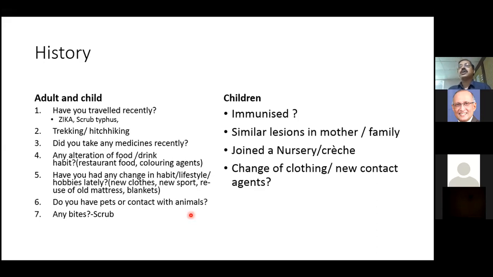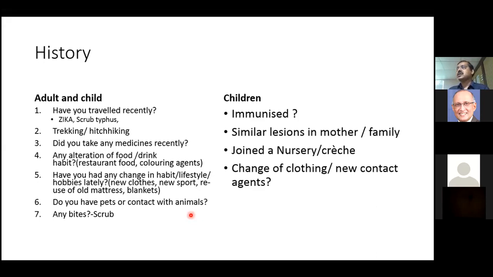Like for example, somebody has gone to a restaurant about 2 days ago and then developed a maculopapular rash. Or coloring agents. A lot of these coloring agents are added into food as food additives. So they can actually precipitate a rash because it produces an immune complex reaction, something similar to a serum sickness. So you can have patients presenting with a maculopapular rash in that also.